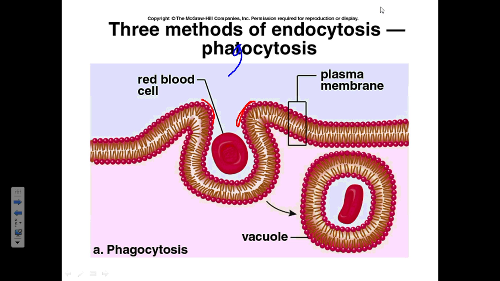Because this is made out of oil, right? It's made out of phospholipids, which are like vegetable oil. When this and this bump, they fuse together, and essentially they just bagged up that little cell. Now it's in a bag. What do we call that little bag? A vesicle or a vacuole.